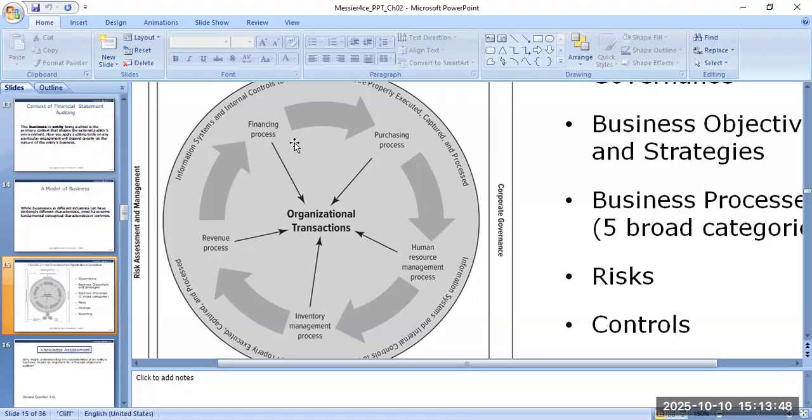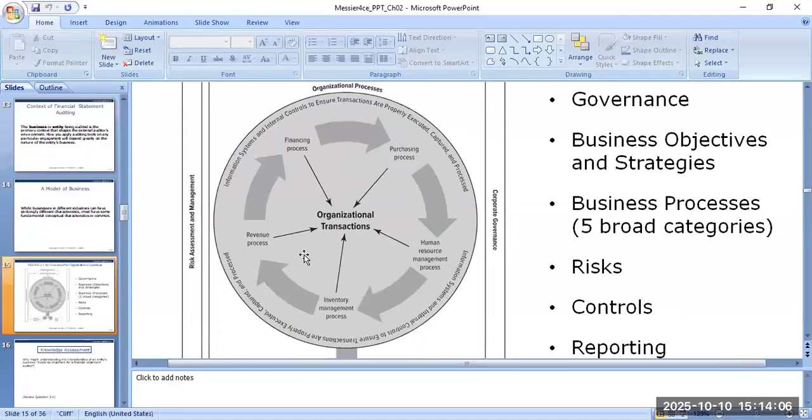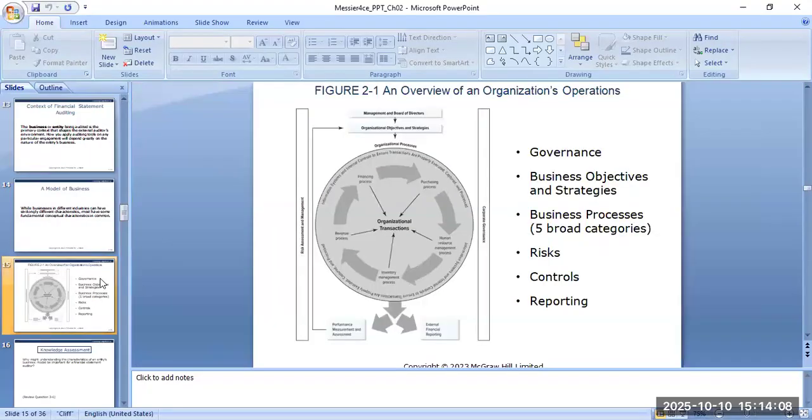So the auditors consider 5 processes in the company: revenue, financial, purchasing, human resource management, and inventory management. Then we're going to see those processes, and we're going to go deep in each of those so you can see what's inside.